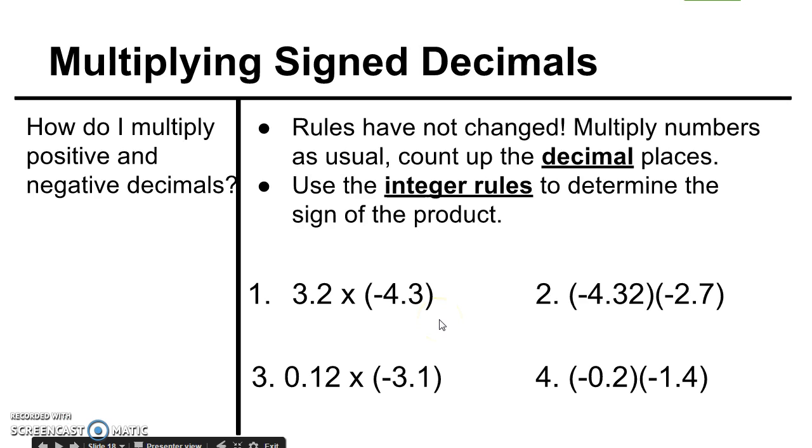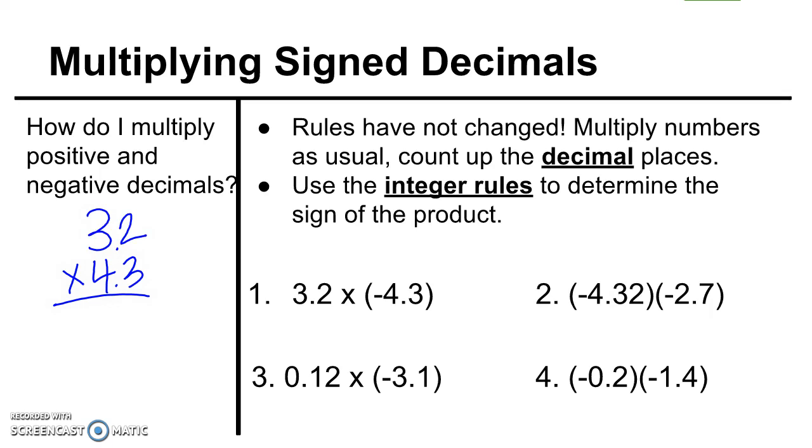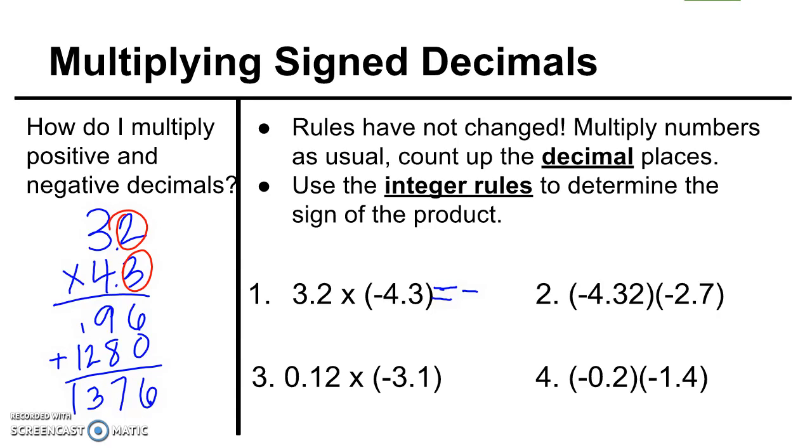So number 1, 3.2 times negative 4.3. I already see the signs are different, so I'm going to write negative for my answer. And then I'm just going to multiply like normal. I'm going to add like usual. And then at the end, how many times am I going to scoot the decimal over? There's 1, 2 numbers to the right of the decimal, so 1, 2. This would be negative 13.76.